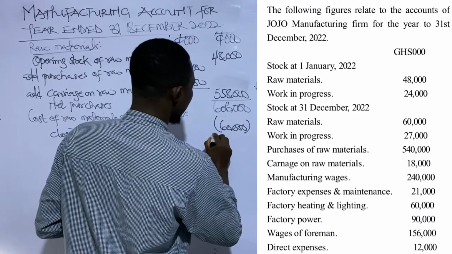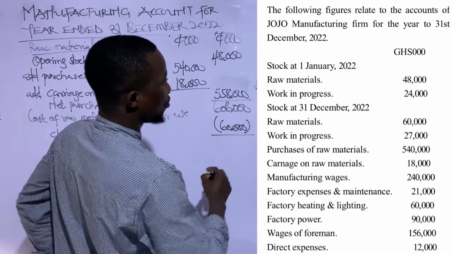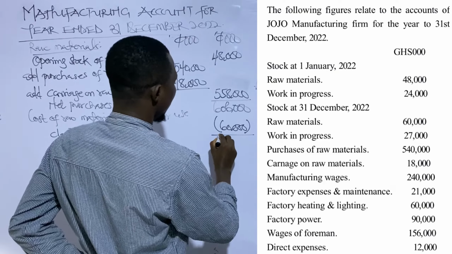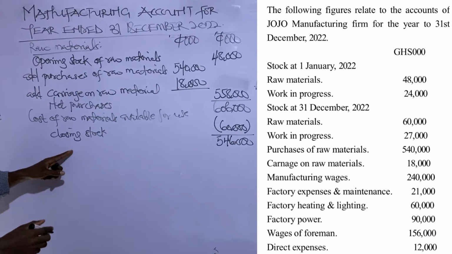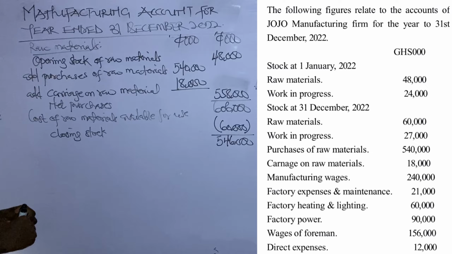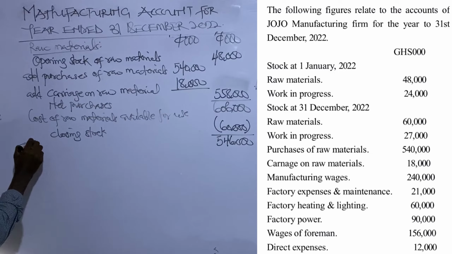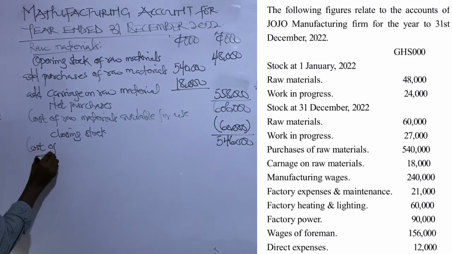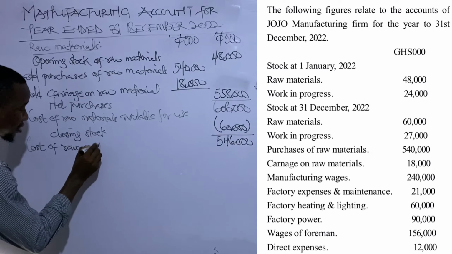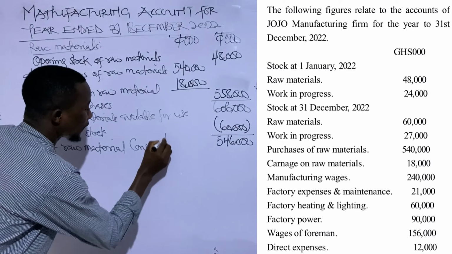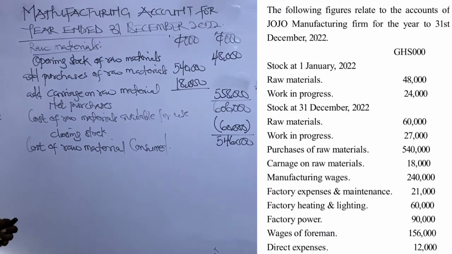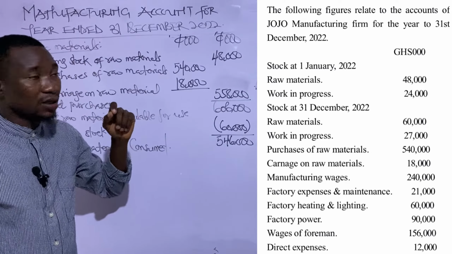So we subtract this 60,000. When we subtract, we arrive at an amount of 546,000. And this now becomes the cost of raw materials used to produce the product, or cost of raw materials consumed or used in a production process. Now we are able to determine the cost of raw materials used. That is the direct material cost. So we are done with this.